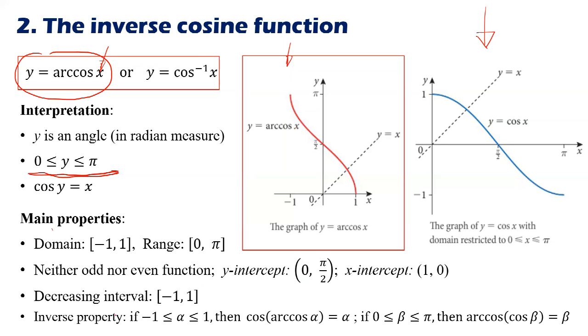And also we have the inverse property here. For example, if alpha is between -1 to +1, then we have cosine of arccosine alpha equals alpha. And if beta is within 0 to pi, then arccosine of cosine beta is beta. Okay? Please have a look at the inverse cosine function here, and take any notes you need. We're going to use those notes to solve the questions below.